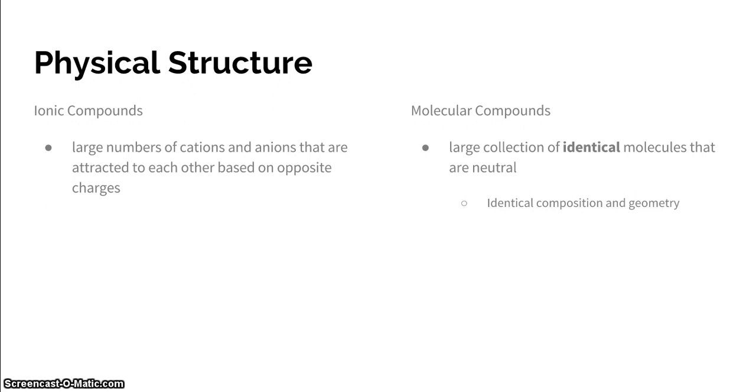In a molecular compound, we have molecules that have covalent bonds in them, and we have a whole bunch of those identical molecules, and all those molecules are neutral. When we use the term identical, we mean that they're the same composition and the same geometry. So they're all the same type of thing, they're all the same shape, and we have a big collection of those neutral molecules.